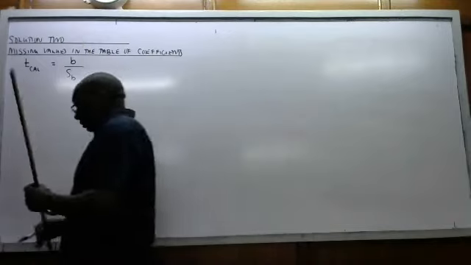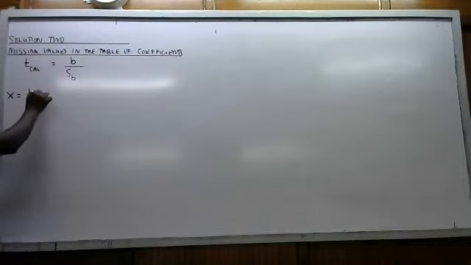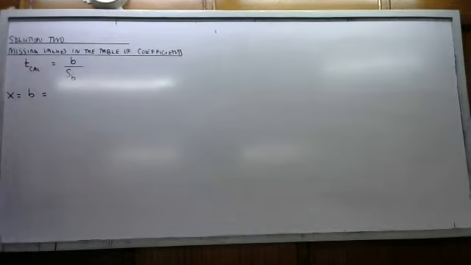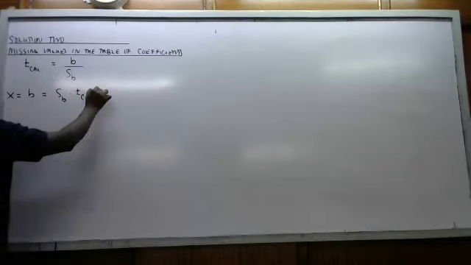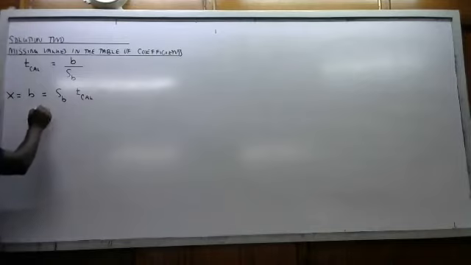So let's start with X. Who is X in these three? Is it T calculated? Is it B? Is it SB? B, good, is the slope. So if it is B, can you make B the subject of this formula? It will be SB, you multiply by T calculated.